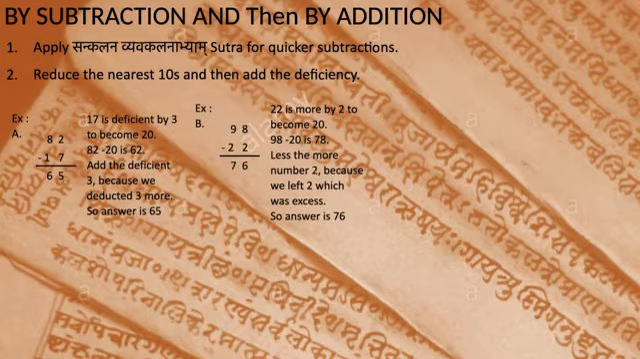So if we want to do it by next nearest 10, what we will be doing? We'll be reducing 30 from 98, which becomes 68, and we'll be adding up the deficiency 8 to 68, which again becomes 76 only. Okay, both ways are correct. Let's look at one more example.